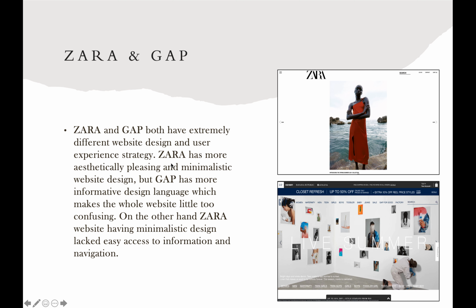In this slide, we can see how different ZARA and Gap are from each other in representing things. ZARA is minimalistic from the start, while Gap is all over the place in terms of providing information and is a little bit confusing, and it makes the user absorb extra information which is not right in the start as well. But at the same time, ZARA being minimalistic, trying to please the consumer with aesthetic elements, is also leaving them to ask questions about where to find the call to action or how to access different areas on the website.